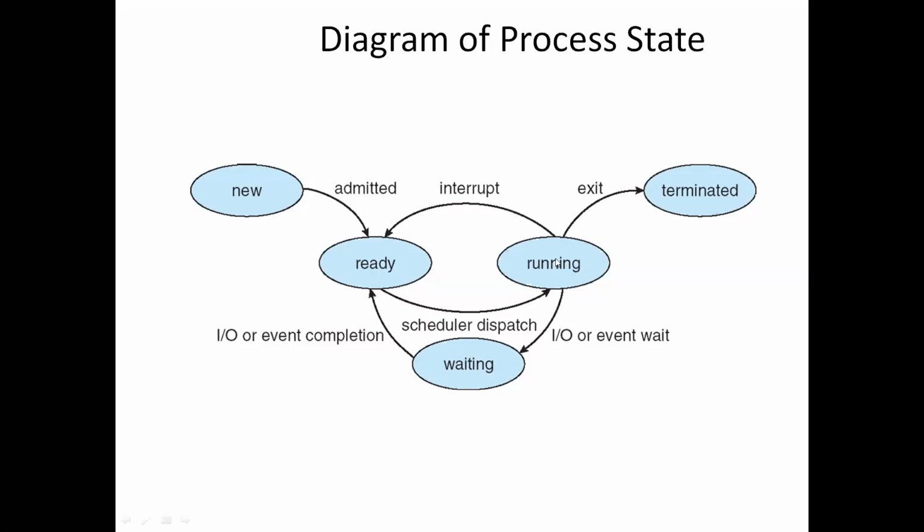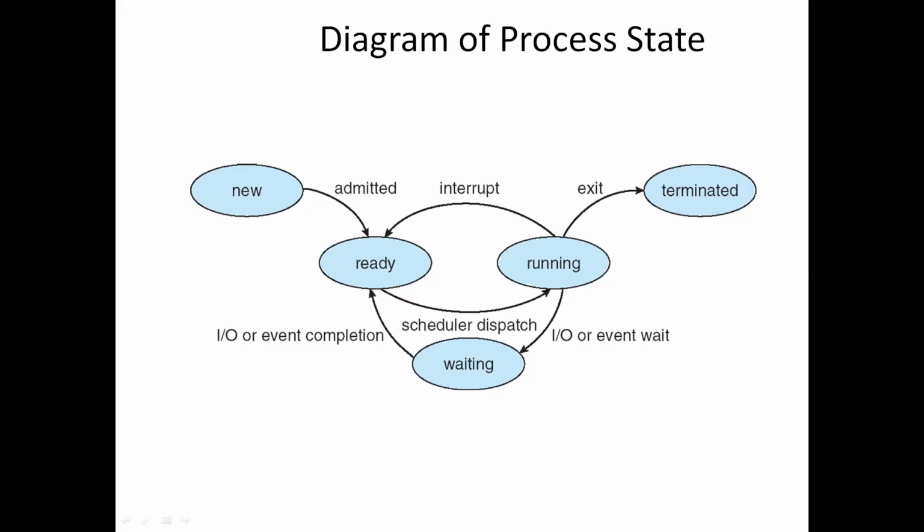After completion of execution, the process will change its state from the running state to the terminated state. This is nothing but exit. By using the exit event, the process will change its state from the running state to the terminated state.